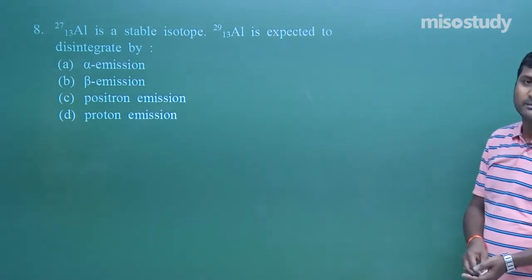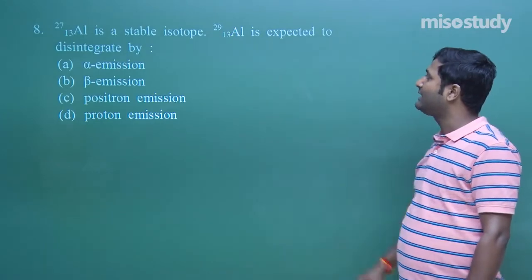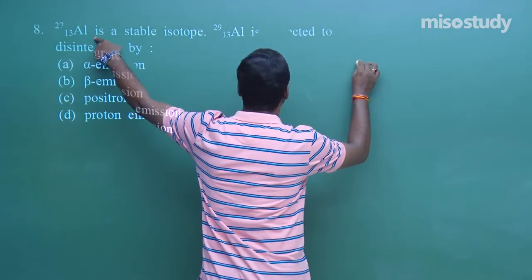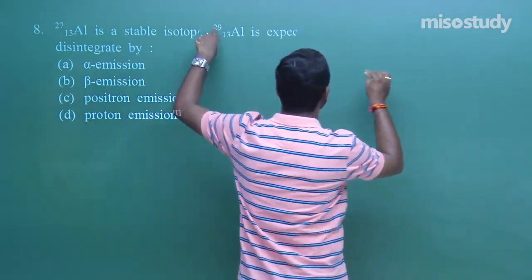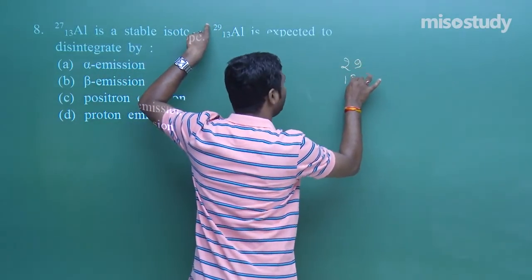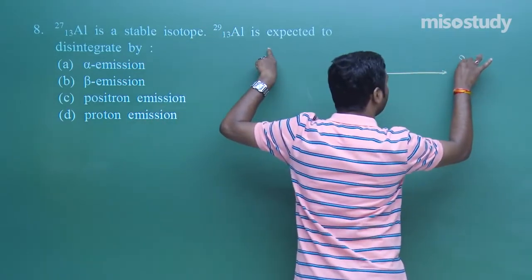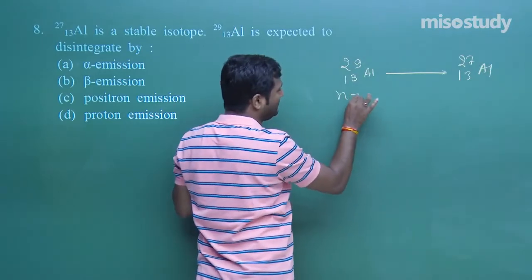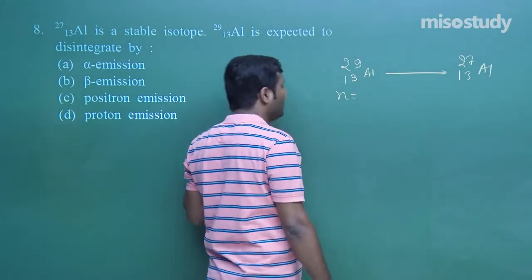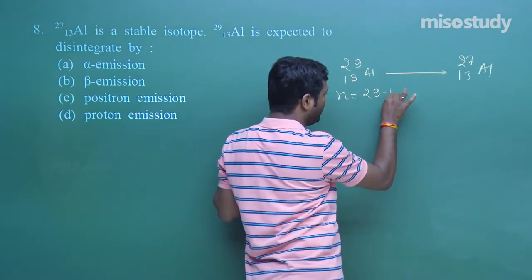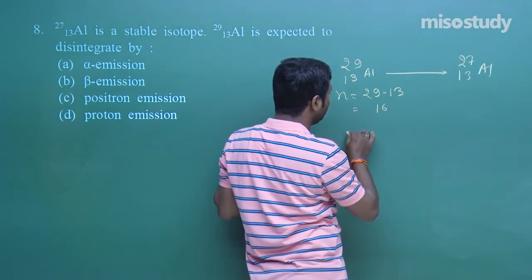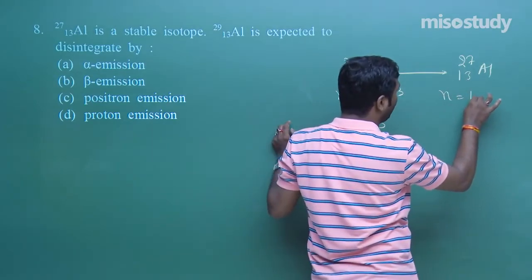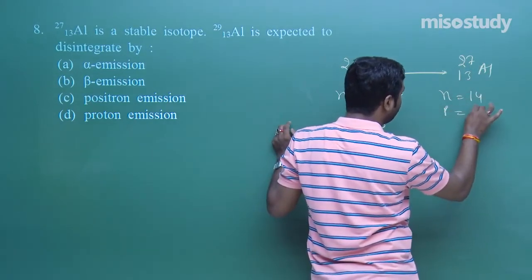27 13 Al is a stable isotope. 29 13 Al is expected to decay. Look at, first of all, in this case 27 13 Al is the stable nucleus, and 29 13 Al is going to convert into 27 13 Al. Now check out the N. N here is 29 minus 13, that is 16, and P here is 13, and here N is equal to 14, 27 minus 13, and P is equal to 13.